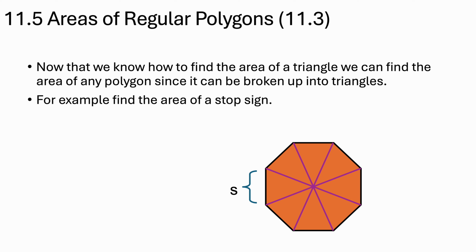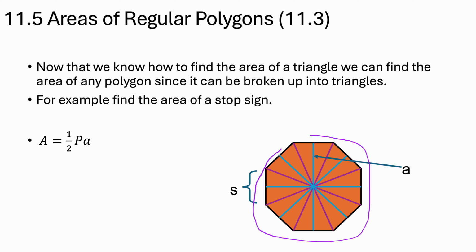Then what you can do is create triangles out of it. The side is this, and you create triangles out of it, and all the triangles will be equal. So if you take the area of one triangle and multiply it by 8, that would be the area of this octagon. Okay, so area is half P into A. What is P? P is the perimeter. If you take all the sides and add everything, that is the perimeter.